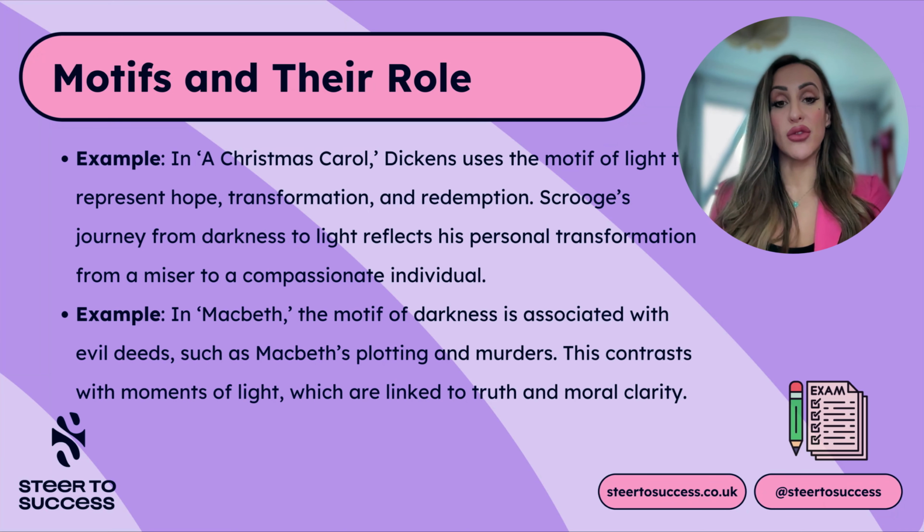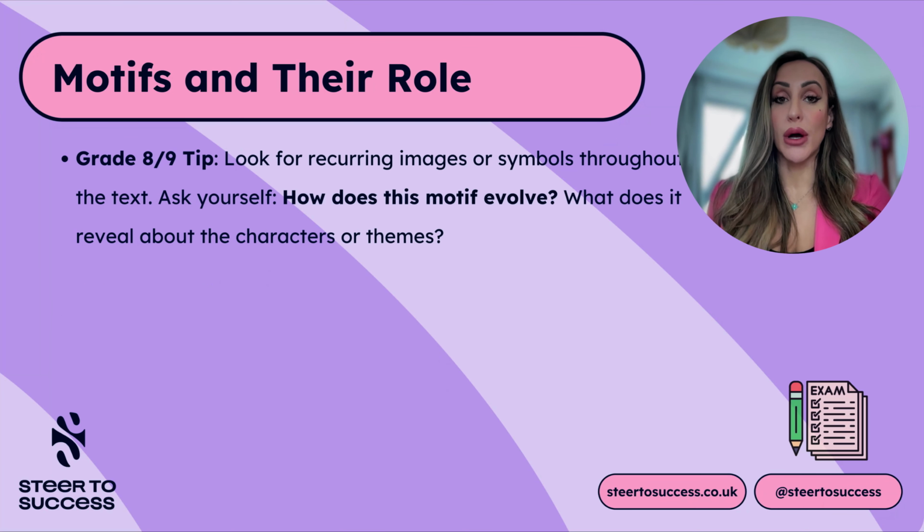So as an example, in A Christmas Carol, Dickens uses the motif of light to represent hope, transformation, and redemption, and Scrooge's journey from darkness to light reflects his personal transformation from a miser to a compassionate individual. And as an example, in Macbeth, the motif of darkness is associated with evil deeds such as Macbeth's plotting and murders, and this contrasts with the moments of light, which are linked to truth and moral clarity.